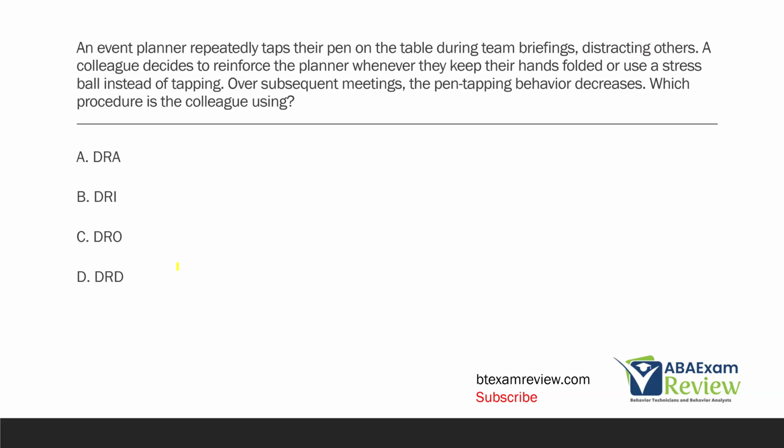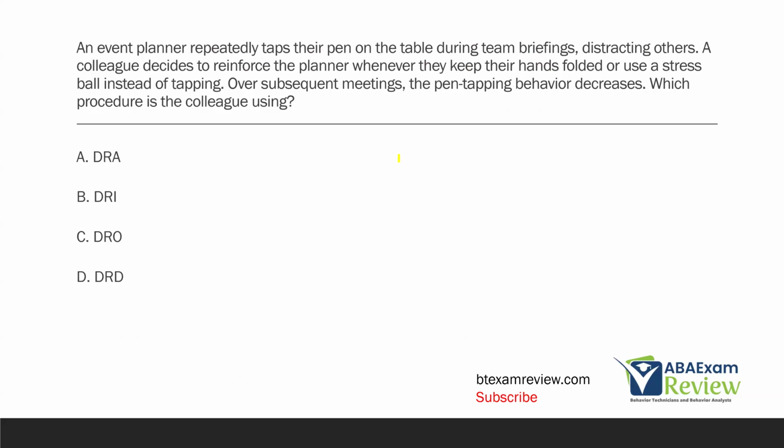An event planner repeatedly taps their pen on the table during team briefings, distracting others. A colleague decides to reinforce the planner whenever they keep their hands folded or use a stress ball instead of tapping. Over subsequent meetings, the pen tapping behavior decreases. Which procedure is the colleague using? So let's think about this. We've got a differential reinforcement question.